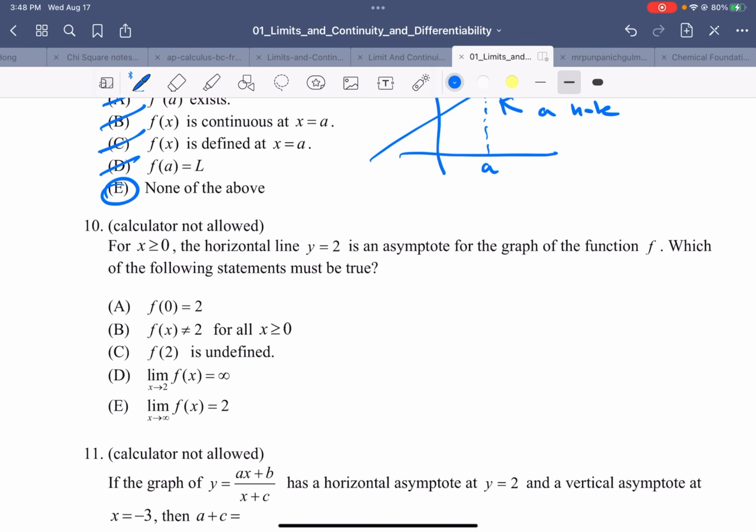Number 10. For x greater than or equal to 0, the horizontal line y equals 2 is an asymptote. That means a horizontal asymptote. So basically, the limit as x approaches positive infinity. We don't talk about negative infinity because x is greater than or equal to 0. Your f of x should approach 2 because that's the horizontal asymptote. Which one must be true? The answer is E. E is definitely true because that's the definition of a horizontal asymptote. Okay, we can move on to number 11.